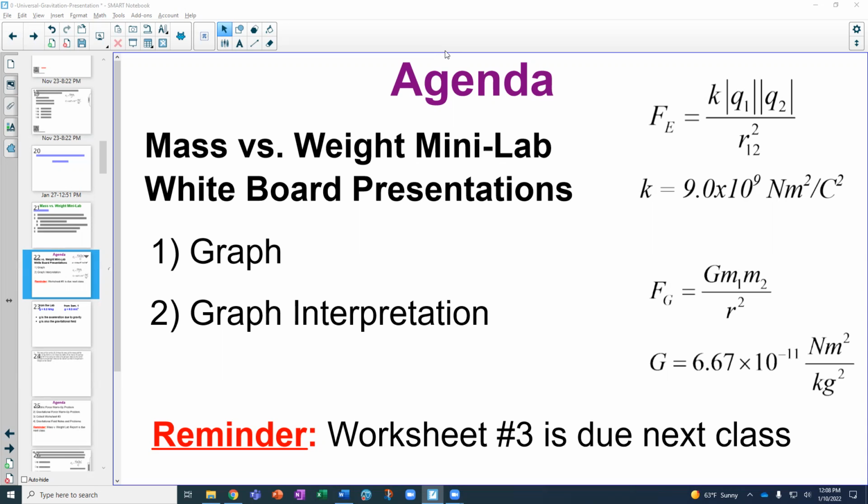I'll probably collect it on Wednesday. Yeah. So that's the goal for worksheet 3, is hopefully, like I said, get through number 1 together today and then collect it as a homework assignment on Wednesday. The lab today, you can see on the agenda, we're going to do whiteboard presentations.